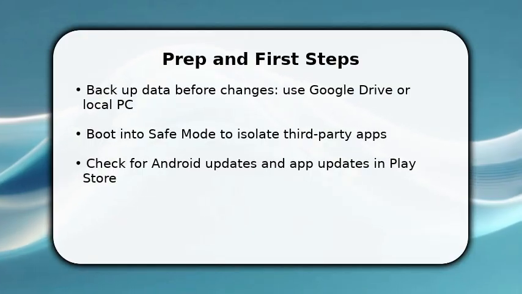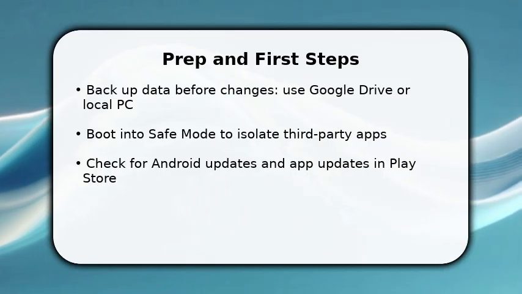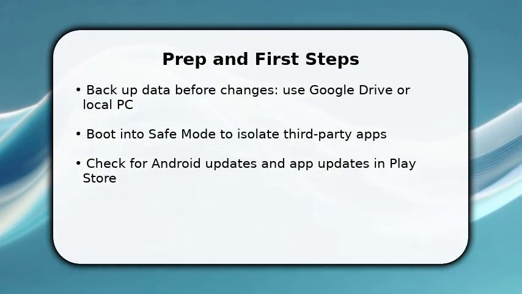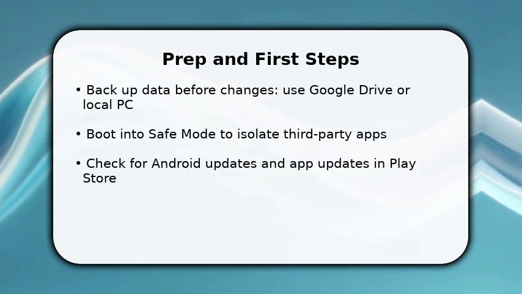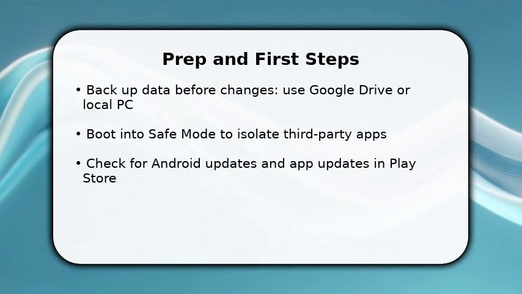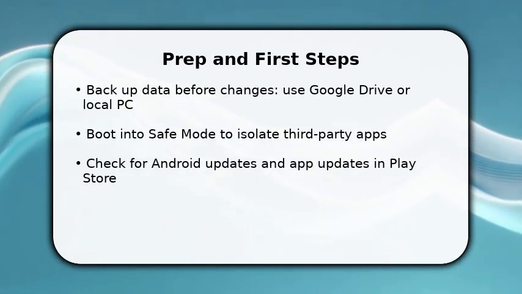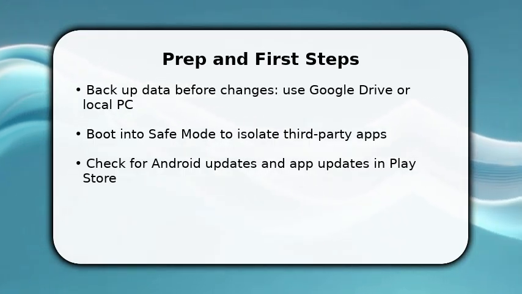You start by securing your data, so back up photos, messages, and settings. Once done, reboot into safe mode to see if an app causes flicker. Next, open Settings and check System Software Update and update Play Store apps. Updates often patch driver or compositor bugs.